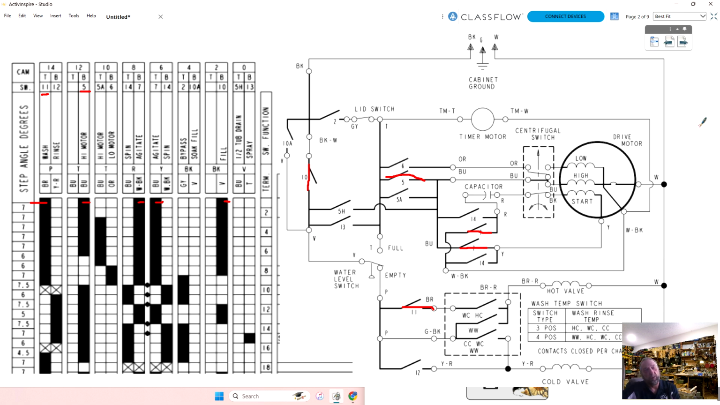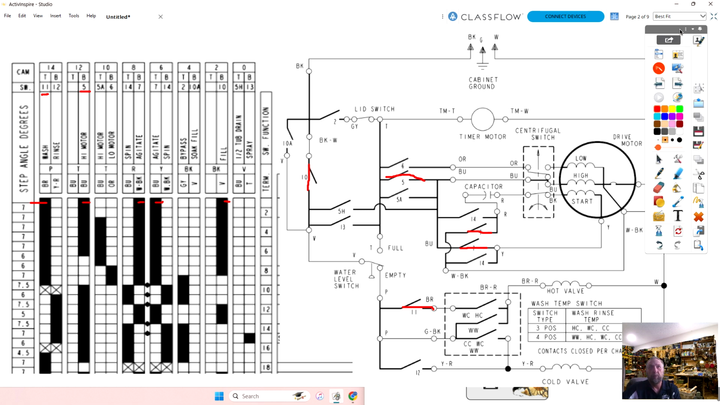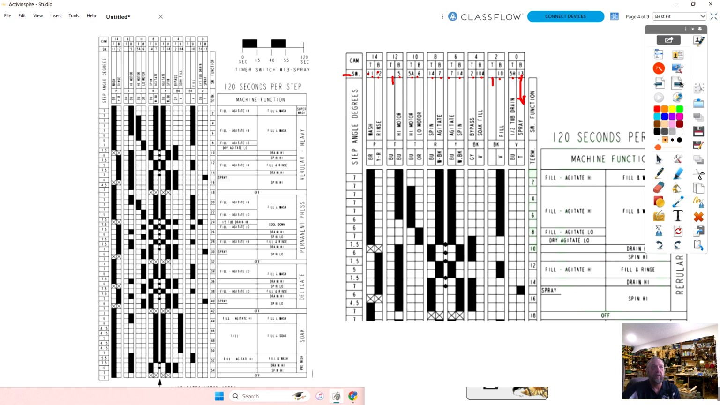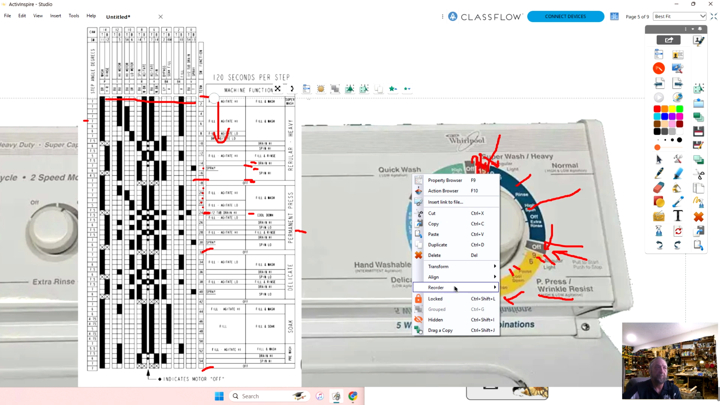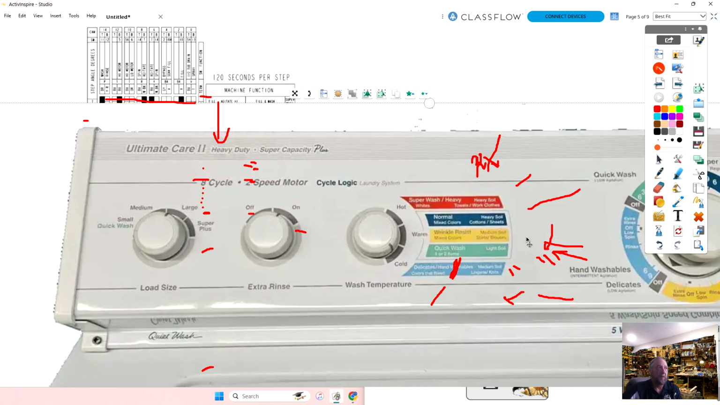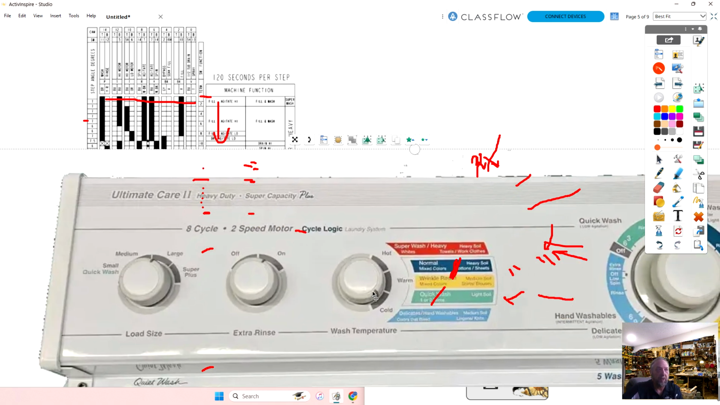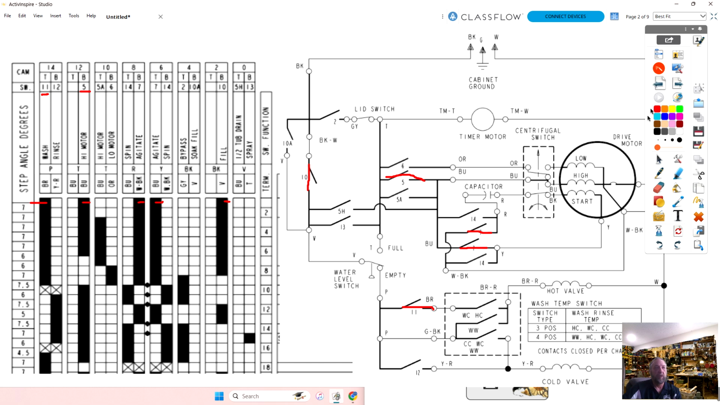So what is the machine doing right now? How would you know what the machine's doing? We looked at it. We closed the switches. Let's look at one more thing before we say what the machine's doing. Let's bring this to the front. If we look at our temperature selector switch, we're set on cold, okay? So I just wanted to bring that up because we're going to have to select cold, cold.